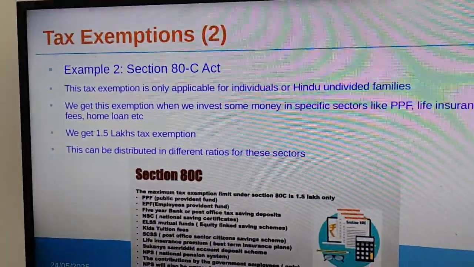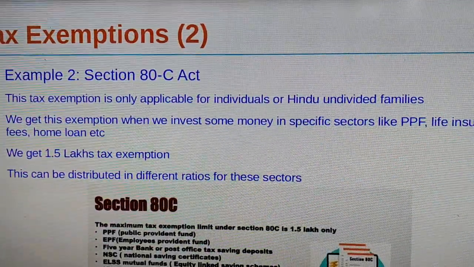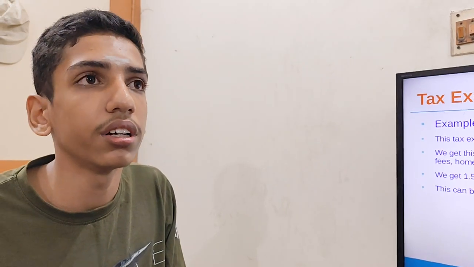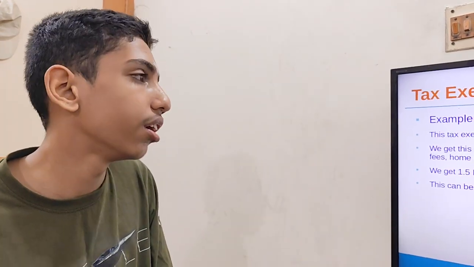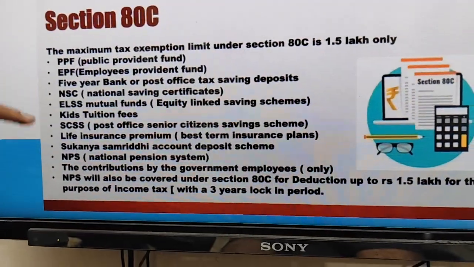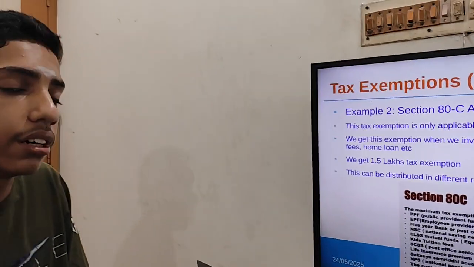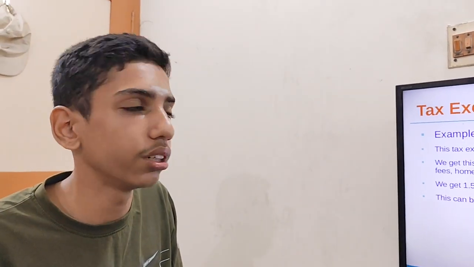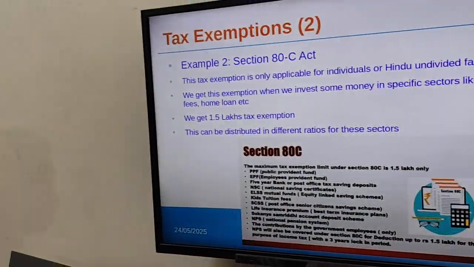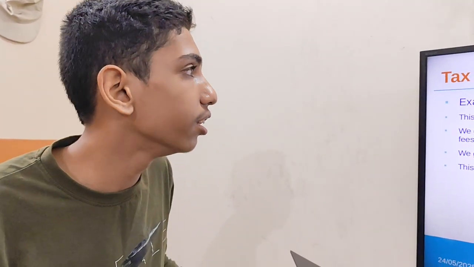And the second example is Section 80C Act. This is applicable only to individuals like us and Hindu undivided families, and it is for encouraging savings. If you invest some money in specific sectors, like these sectors which are applicable under 80C, then we will get 1.5 lakhs tax exemption, and we can use that in any of these sectors in different ratios. This is a very important scheme in our country, India.